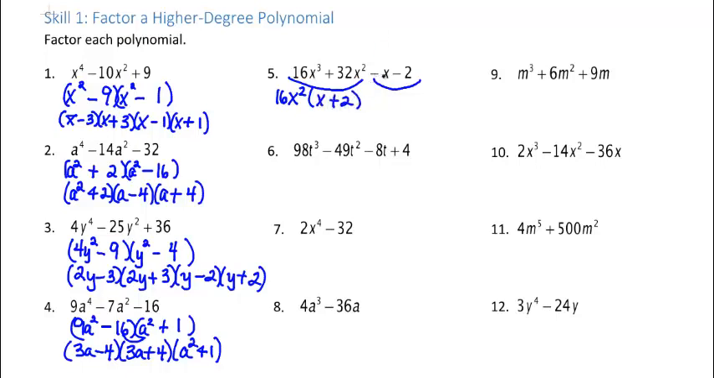And then minus x minus 2, there's a factor of negative 1 that we can bring out, and dividing each by negative 1 leaves an x plus 2. So we have this common binomial of x plus 2 that we can factor out, and that leaves us x plus 2 times 16x squared minus 1. But again, 16x squared minus 1 is a difference of two squares, so that's x plus 2 times 4x minus 1 times 4x plus 1.